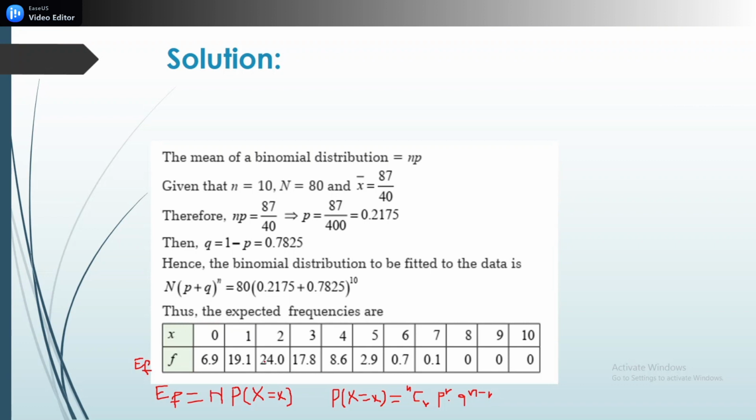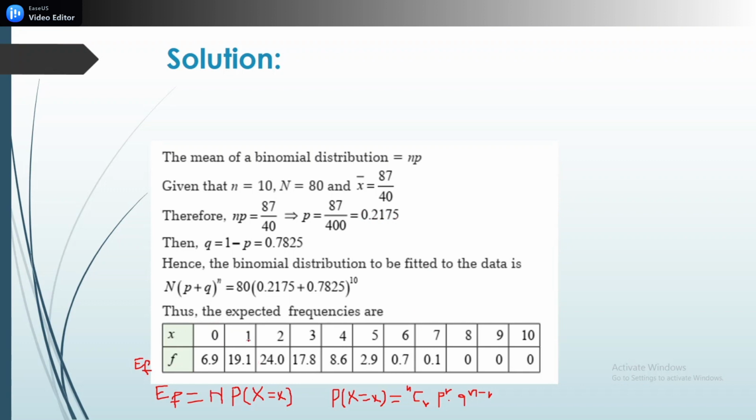So the reason to find 6.9 is first of all to calculate the probability distribution for this case. We have to find, for the first case, 0 successes out of 10 times. You know the probability of success is this value. You take 0.2175 power R, where R is 0.